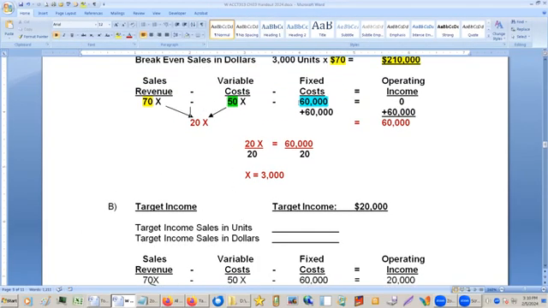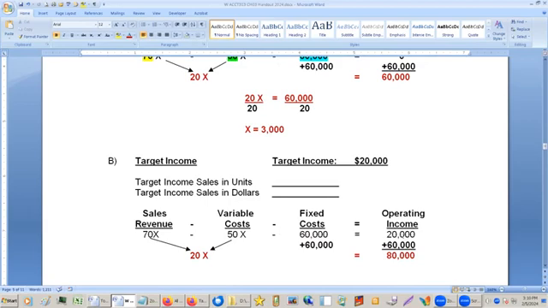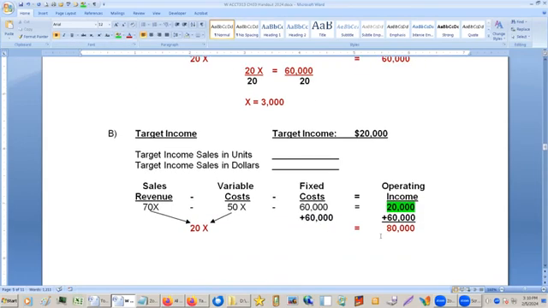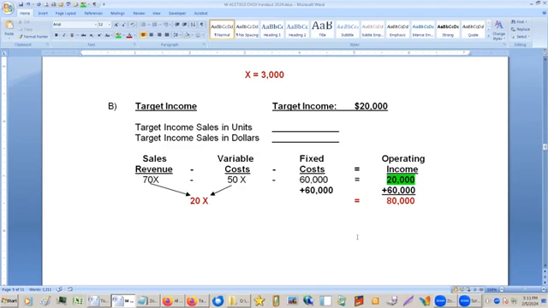You'll notice these first steps are exactly the same. The only thing that's going to change here is this. It's no longer 0, it's 20,000. So we have to cover 80,000 now. So cover our fixed costs, but then we want another 20,000 on top of it. So this is what we're going to do to figure that out.